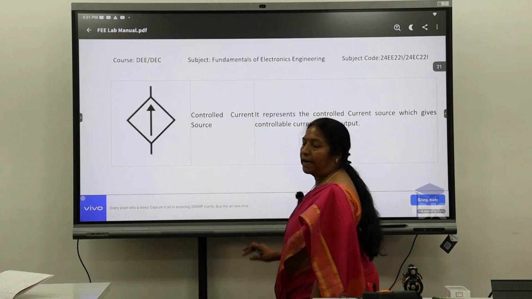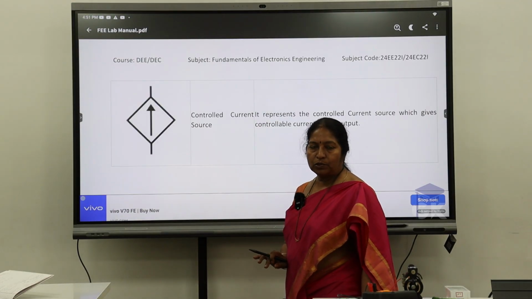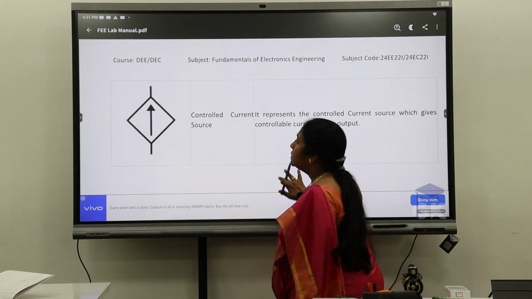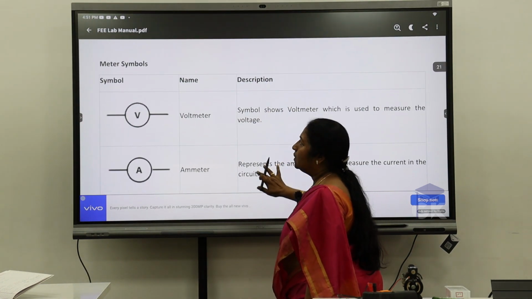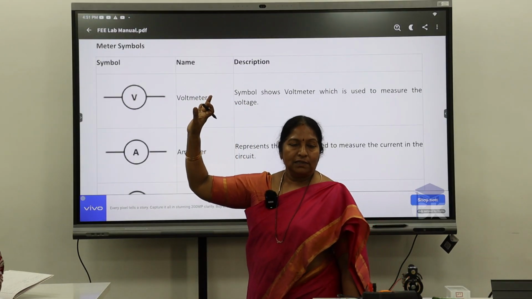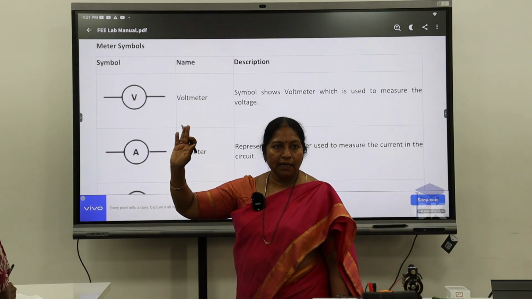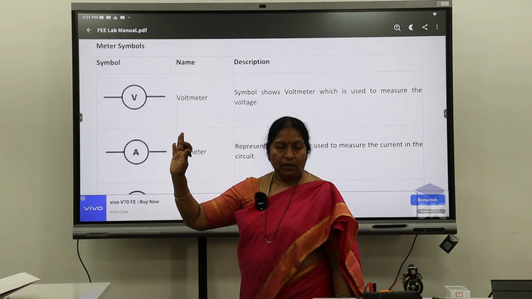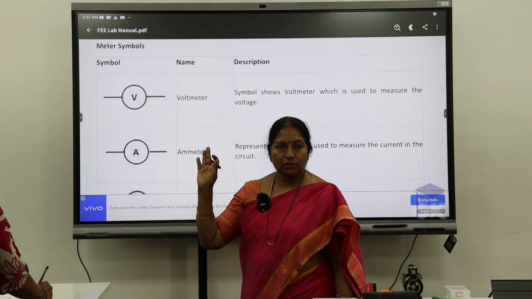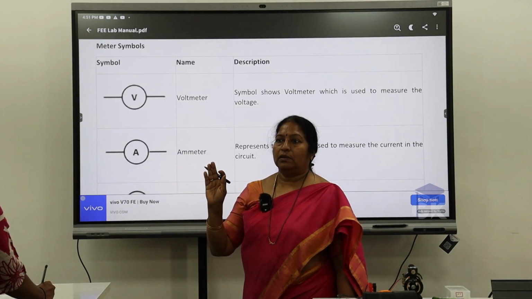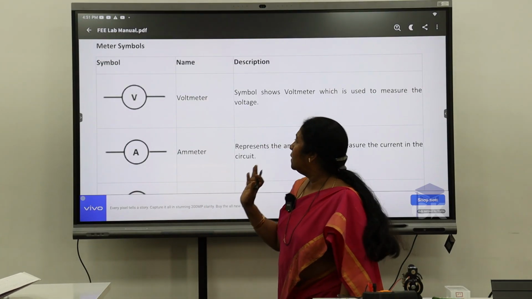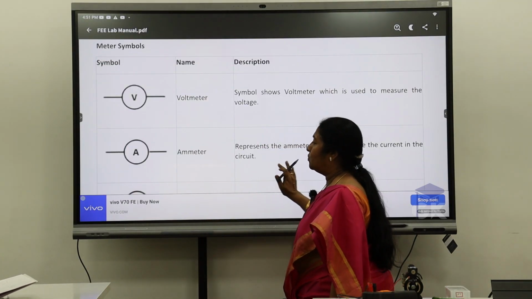And this is for a controlled current source. It shows the direction and also it is the controlled output where we can measure it. Symbols, next. These are all the meter symbols. Whatever we have seen are sources. What is the difference? A source supplies energy required for the operation of the circuit. Isn't it? Meters measure different parameters in a circuit. Correct? So we use it for measurement, that's all.